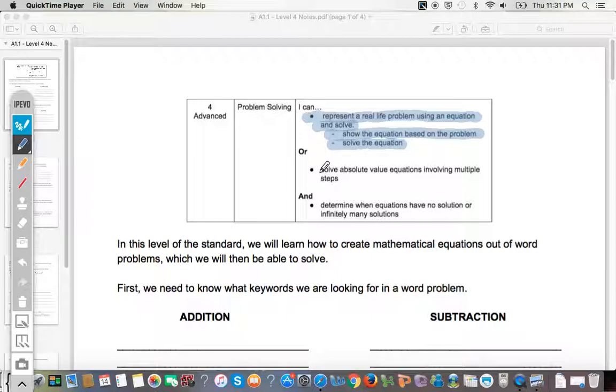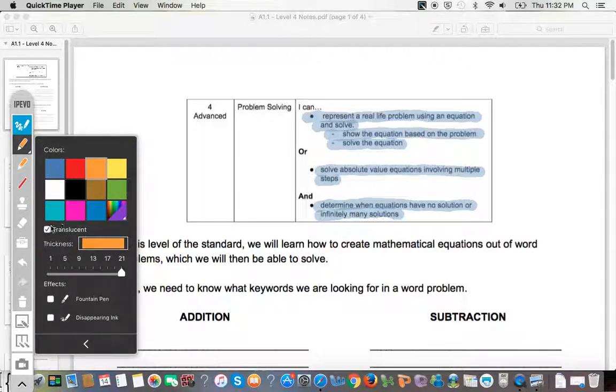Okay? We'll also look at solving absolute value equations involving multiple steps. This is not a big difference from level 3 of A1.1, where we solved one variable equations in one step. All we're doing now is adding the absolute value portion, which we will learn about shortly. And the last thing, we will determine when equations have no solution or infinitely many solutions. We haven't come across any examples that have had infinitely many solutions or no solutions, but on occasion we will come across these.